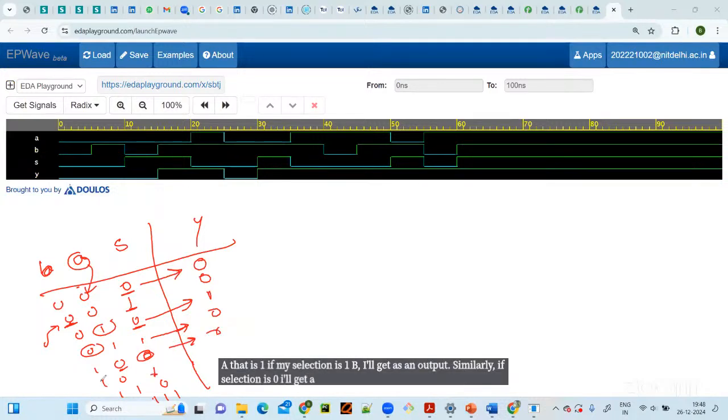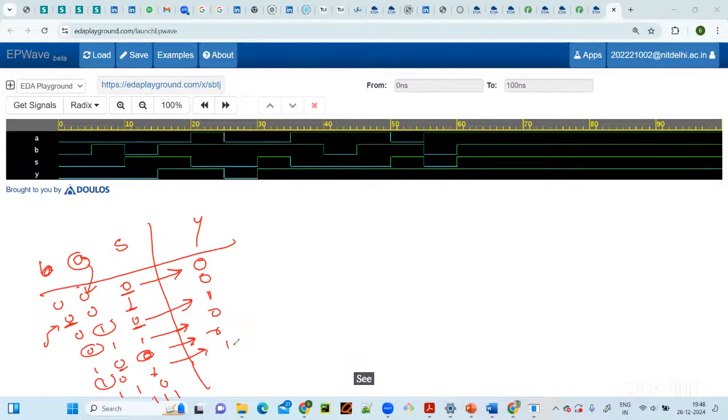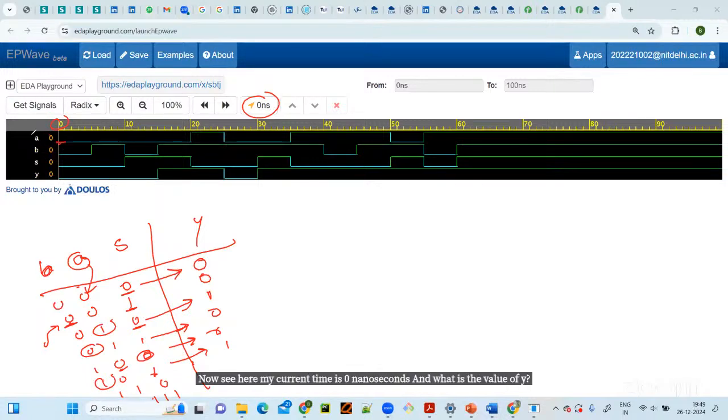If selection is 1, I'll get b. So the functionality is something like this. Now let us see whether we are getting the same functionality in the waveform or not. For instance, let me place the cursor at 0 nanoseconds. Now see here, my current time is 0 nanoseconds. And what is the value of a? Value of a is 0, b is also 0, and selection line is also 0.